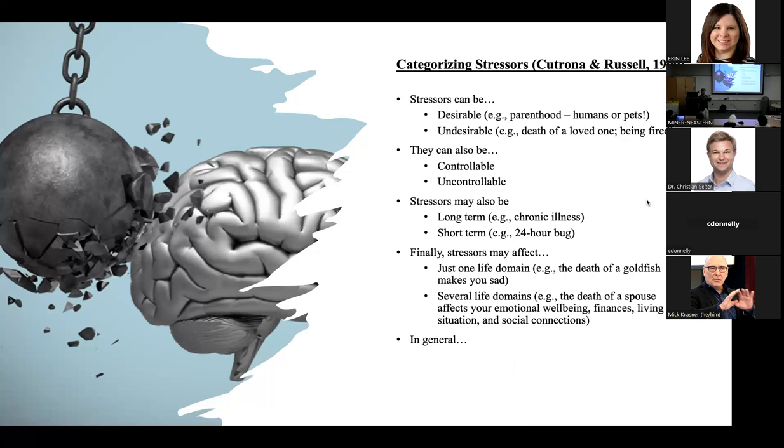So how do we match different types of social support to different stressor dimensions? According to the theory, in general, for controllable, desirable, and short-term stressors, instrumental and informational support are most valuable to facilitate problem-focused coping, right? So these are things that we can control. They may or may not be desirable. If it's desirable, certainly information like, how do I get this desirable thing? Well, here's some information.